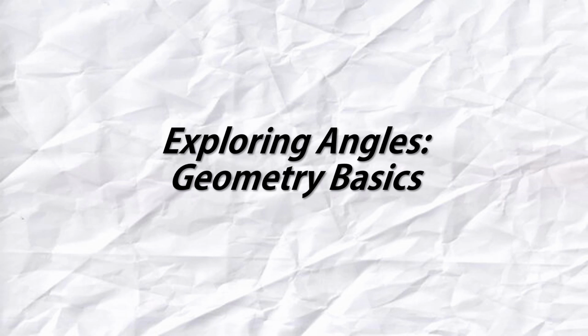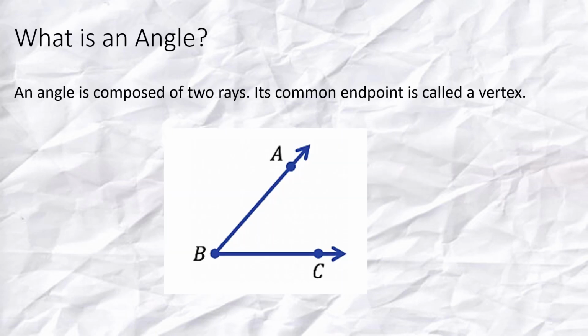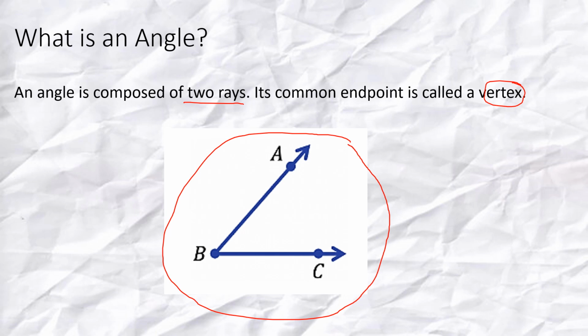For today's lesson, we'll be discussing angles. So what is an angle? An angle is composed of two rays and its common endpoint is called the vertex. The illustration here, as you can see, is an angle. It is composed of two rays. And what are those rays?